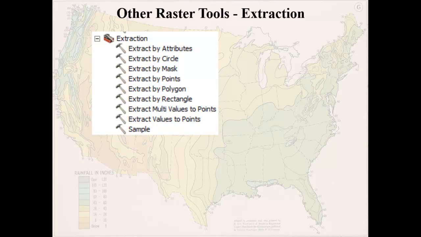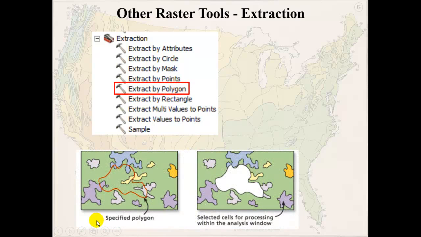Okay, what are some other tools we have? There's a set of extraction tools. You can extract individual or certain cells from a raster by a whole bunch of different methods. Here's an example where we have a raster and we have a polygon, and we can say I only want the cells that are outside of the polygon, or if you wanted to, you could also say, I only want the cells that are inside of a polygon.